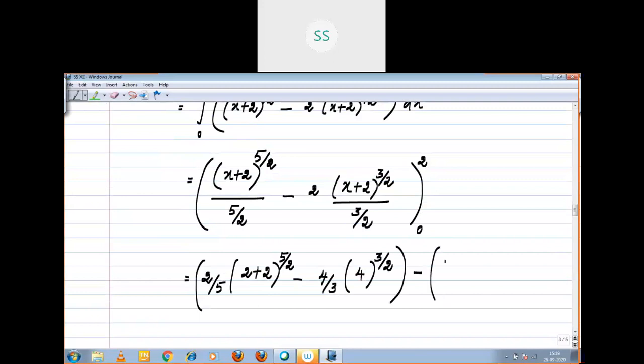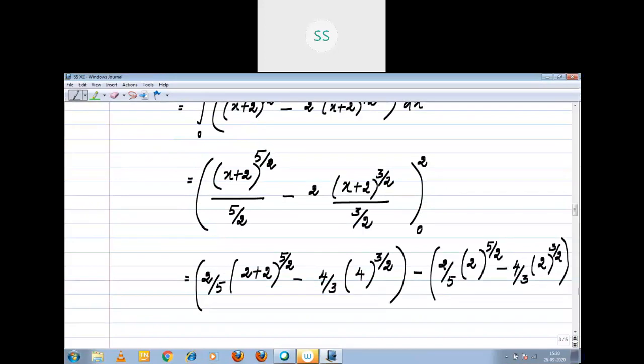Lower limit: 2 by 5, x should be replaced by 0. 0 plus 2 you will get as 2. 2 power 5 by 2 minus 4 by 3 into 2 power 3 by 2. Got it, children? Upper limit minus lower limit.